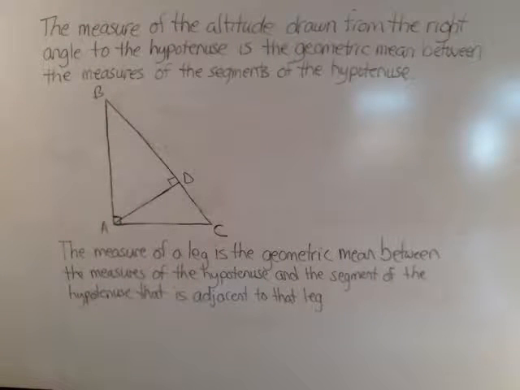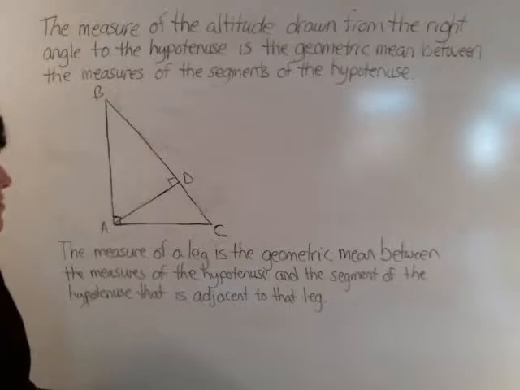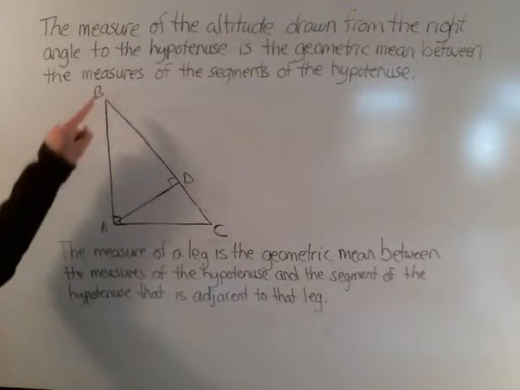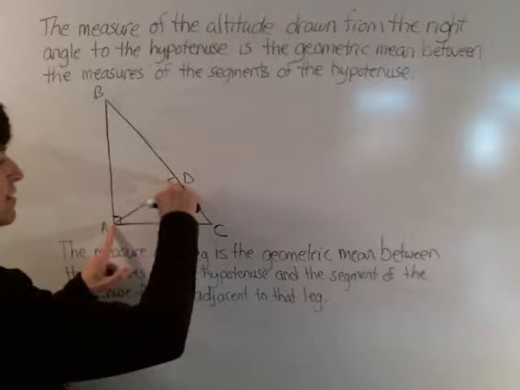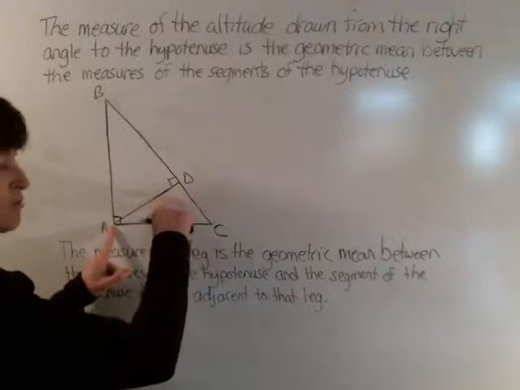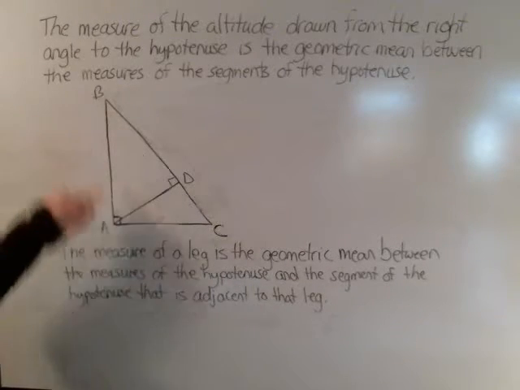Okay, so in this video, we are going to talk about geometric mean and right triangles. Now you can see I've drawn a right triangle here, and I've also drawn the altitude from the right angle to the hypotenuse. That's an altitude because it's perpendicular there. And that's created two other right triangles within the big right triangle.